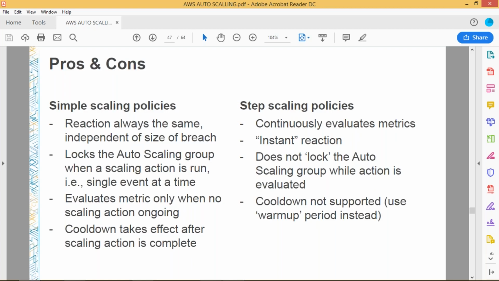So pros and cons of simple scaling policies and step scaling policies. Simple scaling continues to react always the same, independent of the size of the breach. It locks the auto scaling group while the scaling event is running, one event at a time. It evaluates the metric only when no scaling is going on, cooling down effectively after the scaling action is complete, right? The pros and cons of the particular thing is important.